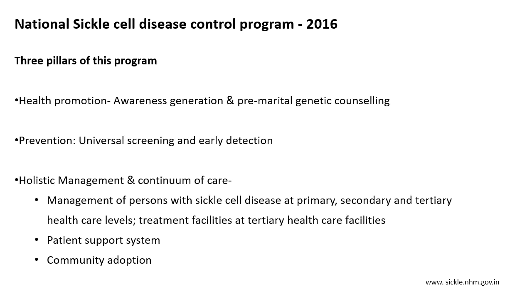How does this happen? There are three important pillars to the program: health promotion, that is awareness generation and marital genetic councils. This is one of the most important things that is being done. Second is prevention, that is universal screening and early detection, and holistic management, that is managing at all the levels, that is primary, secondary and tertiary levels of healthcare management.